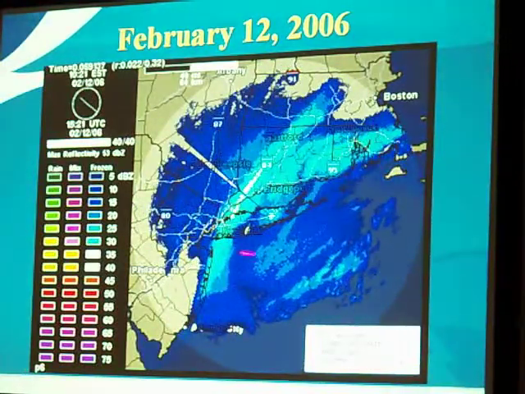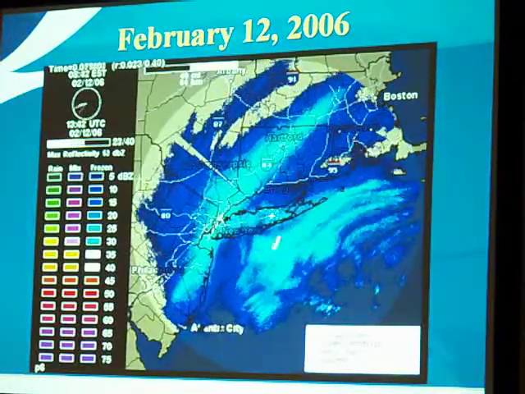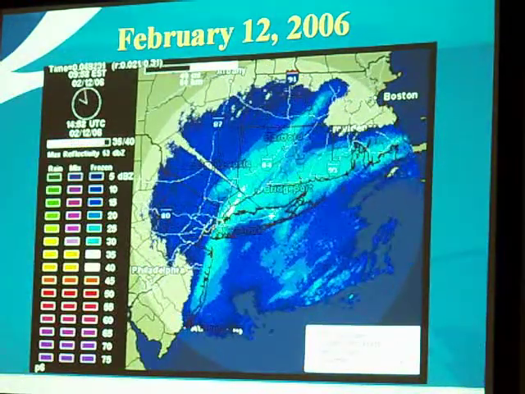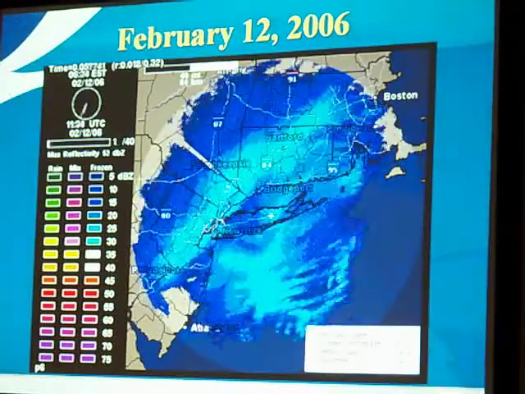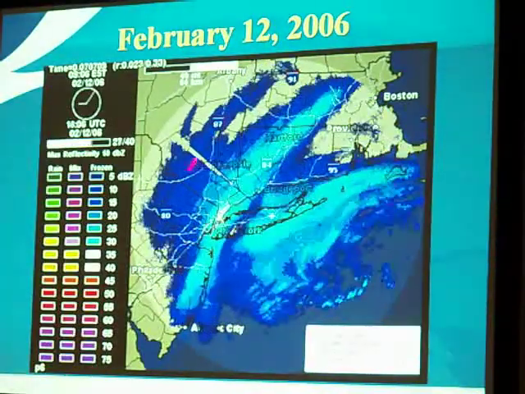So why do you get this band? Why do you get this band to form right in the middle of the area of precip?